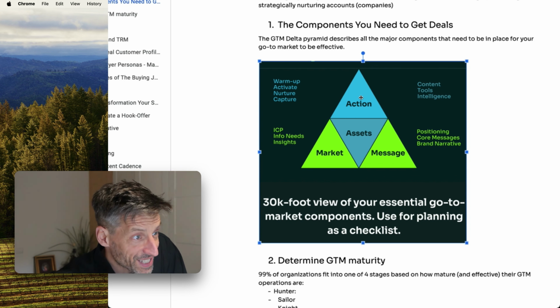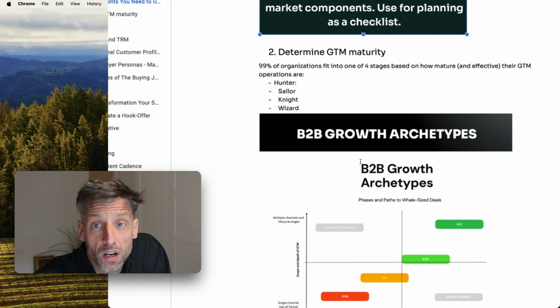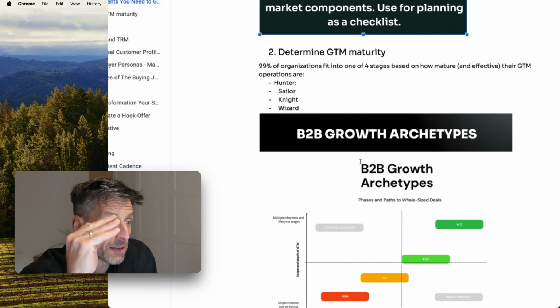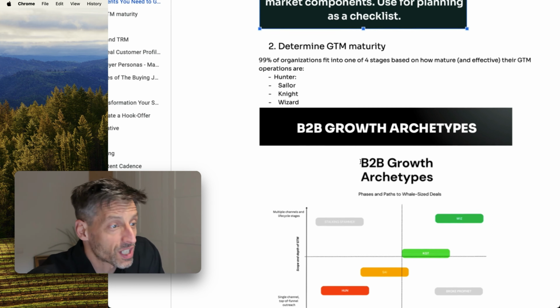Okay. The other thing we look at when we start working with a company is their GTM maturity, okay? In other words, how far down the journey are they in their use of go-to-market tools, tactics, strategies, and principles in general, okay? And we found that almost all companies fall into one of 4 categories, and we call these the 4 archetypes, the B2B growth archetypes.